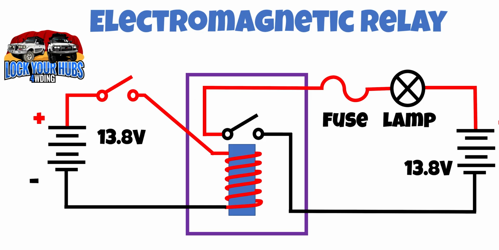And here's the basics of what's inside that electromagnetic mechanical relay. So we've got our power supply here of 13.8 volts, and then another power supply here of an additional 13.8 volts to illuminate our lamp. And you'll notice at the moment, because we're not completing this circuit, because the switch inside our relay is open, our lamp isn't illuminated.